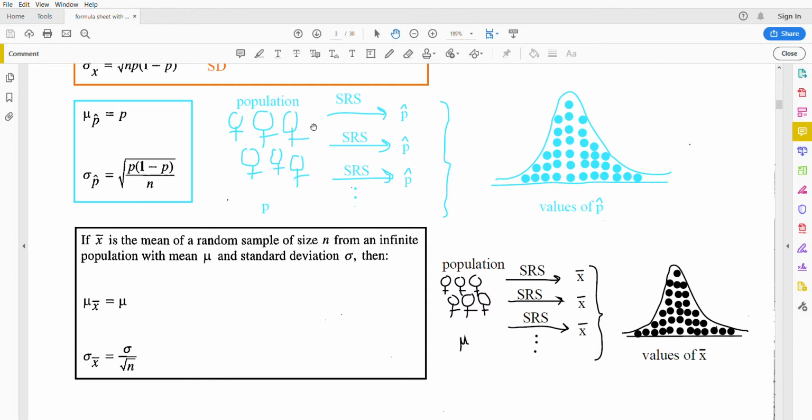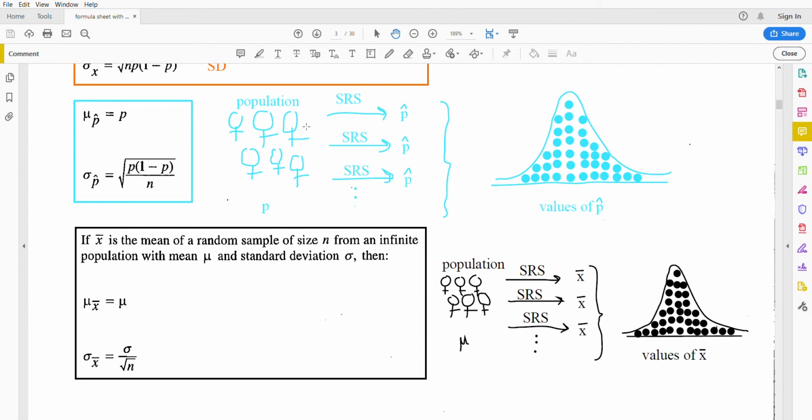Over here on the left, this little stick figure drawing represents some large population. Maybe it's all Americans, all 300 million Americans. And then in that population, there is some parameter. In this case, it would be the population proportion.